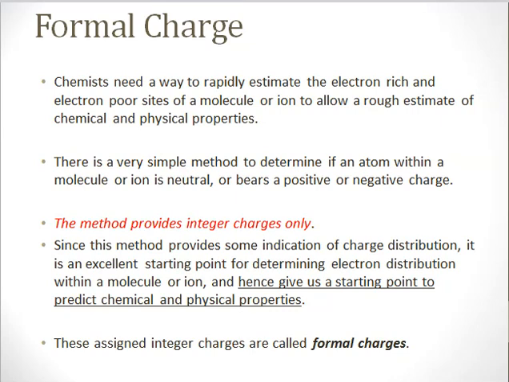So we as chemists need to know a rapid estimate. We just don't want to know the exact fractional charge existing on the atom. We just want to know which is rich and which is deficient, right? So in order to just estimate the charge distribution, we just want to know the rough estimate, right? So that we can just decide which is rich and which is deficient. So there is a very simple method to determine this, right?